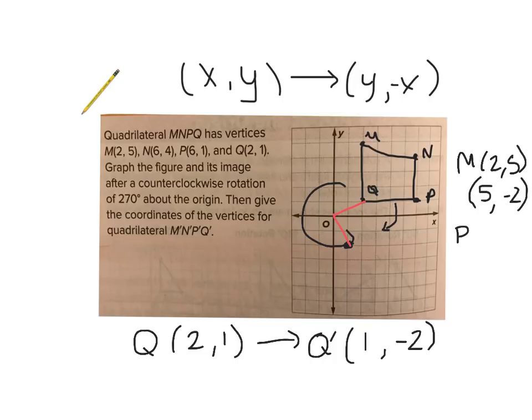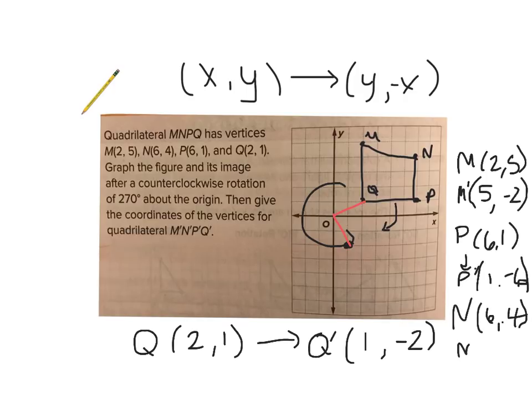P, which is 6, 1, is going to turn into 1, negative 6. And last but not least, N is going to start at 6, 4, and it's going to turn into 4, negative 6. So I'm going to graph these last points so I can have my image.